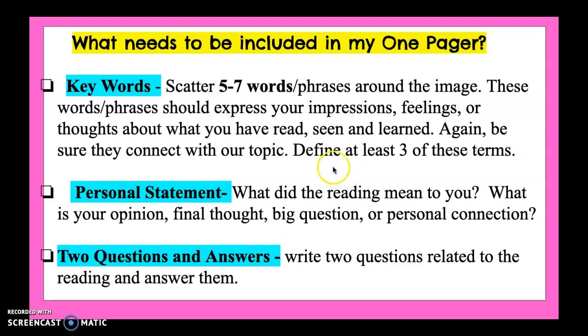I want you to define at least 3 of these terms. So there should be 3 vocabulary related words, and then the rest can be words that express your impressions of the text, your feelings of the text, your thoughts of the text, okay? If you have extra white space and you want to do more than 5, you can do more than 5.